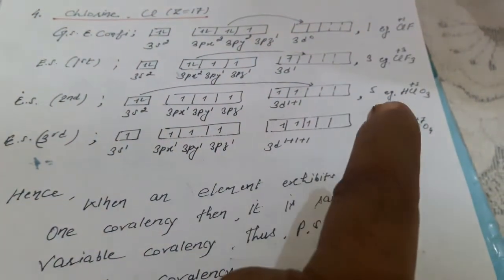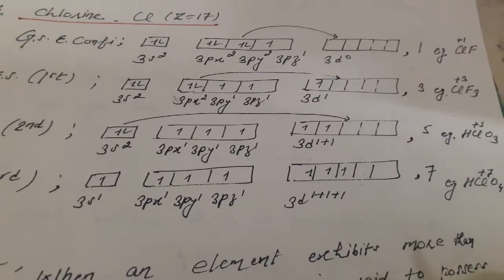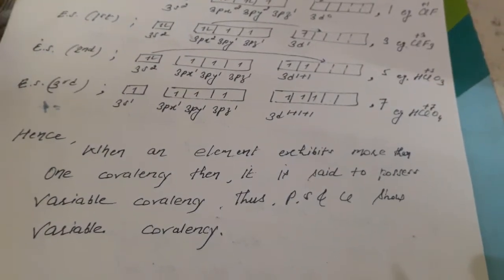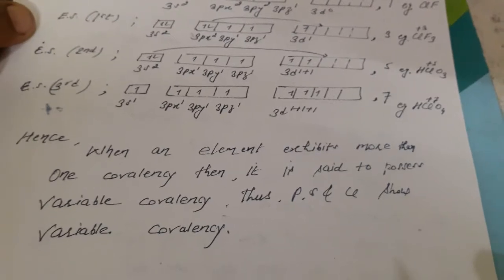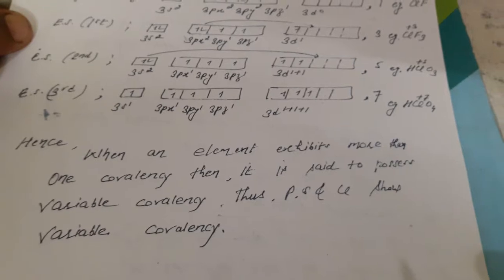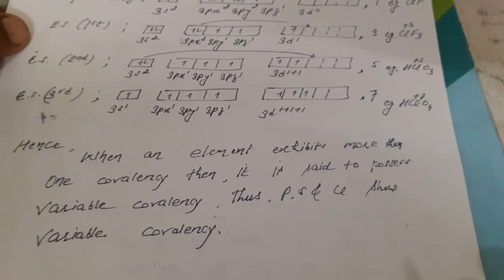These are the examples in which chlorine shows different kinds of valency: 1, 3, 5 and 7. After this we can conclude that when an element exhibits more than one covalency, it is said to possess variable covalency. Thus phosphorus, sulfur and chlorine show variable covalency.